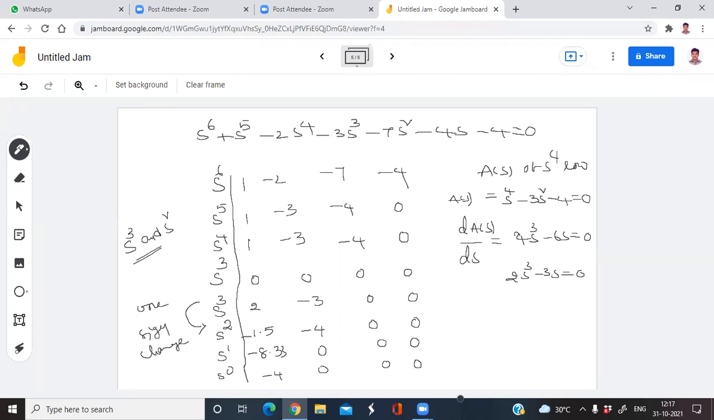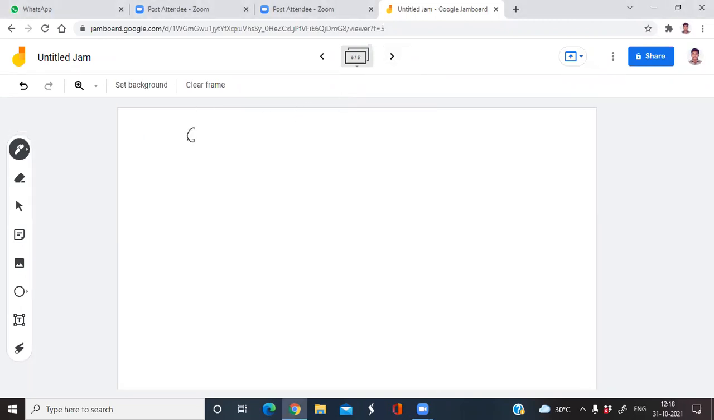That means now tell me, how many roots are lying in the right half of the s plane? One, sir. Only one root is lying in the right half of the s plane. So total how many roots from the characteristic equation? 6. From the given characteristic equation, actually 6 roots. From the root array, you can say that one root is lying in the right half of the s plane.